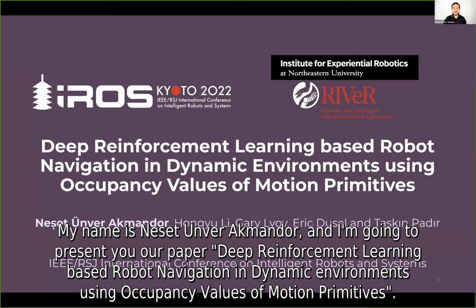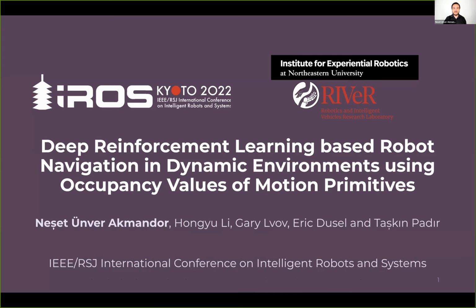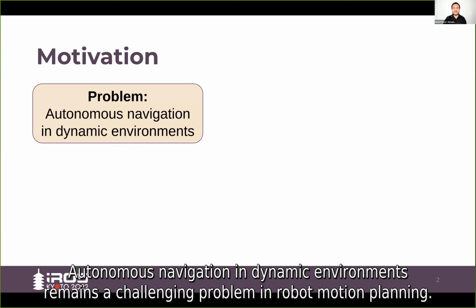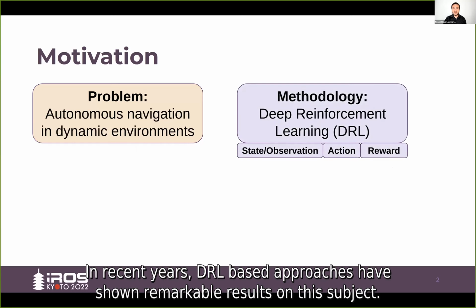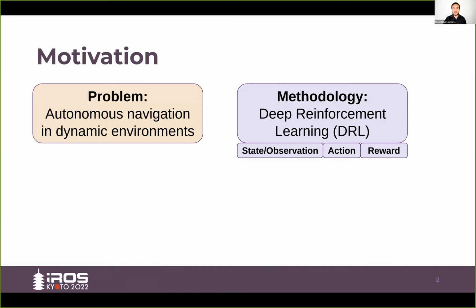My name is Neşet Ünver Akmandor, and I'm going to present our paper called Deep Reinforcement Learning-Based Robot Navigation in Dynamic Environments using Occupancy Values of Motion Primitives. Autonomous navigation in dynamic environments remains a challenging problem in robot motion planning. In recent years, DRL-based approaches have shown remarkable results on this subject.